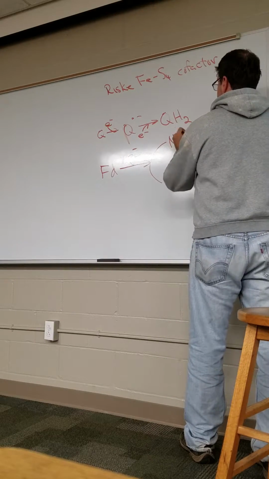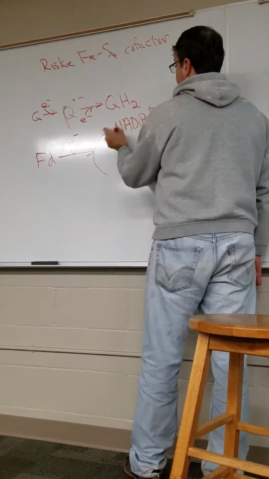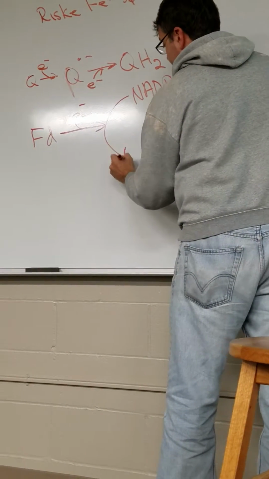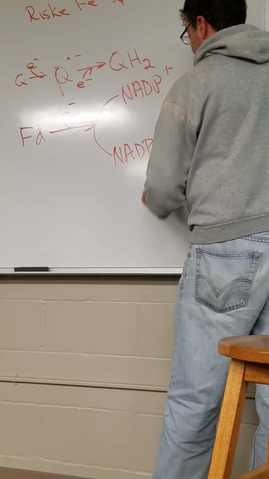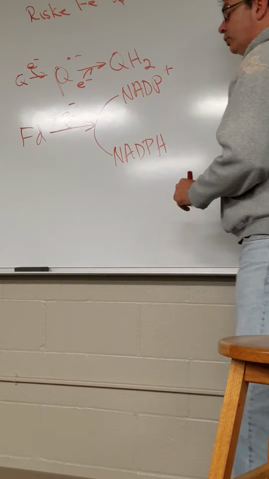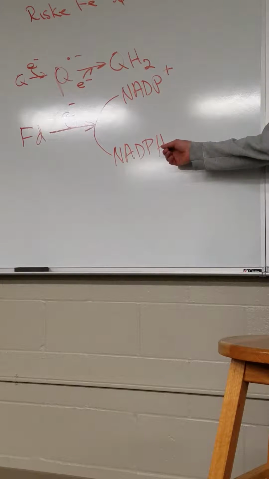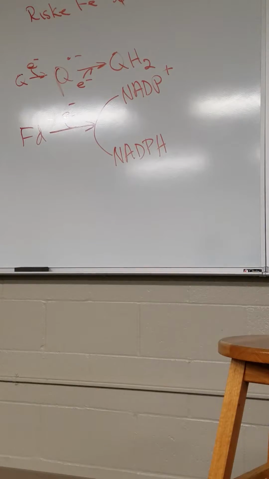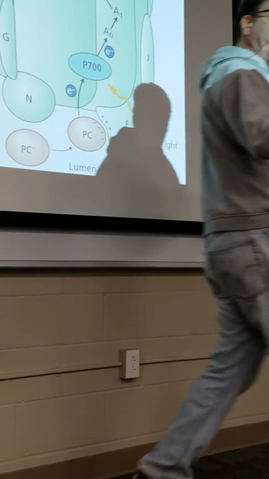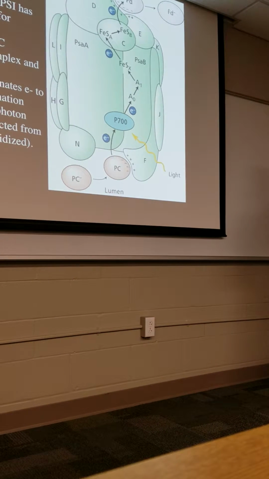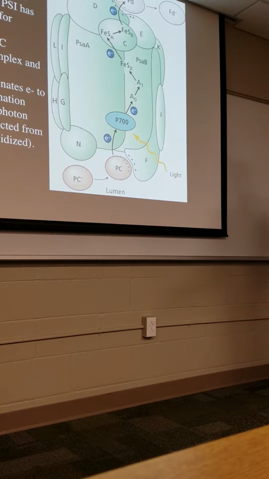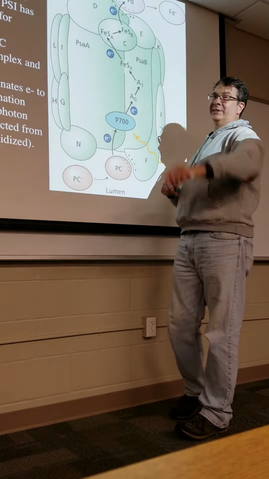Ferredoxin transfers a high energy electron to NADP, making it NADPH. Where do you suppose these protons are coming from? Or picked up from? Water. They are picked up from water, but water at which location in a chloroplast? The stroma, the thylakoid, or the lumen? The stroma. Ding, ding, ding, the stroma.